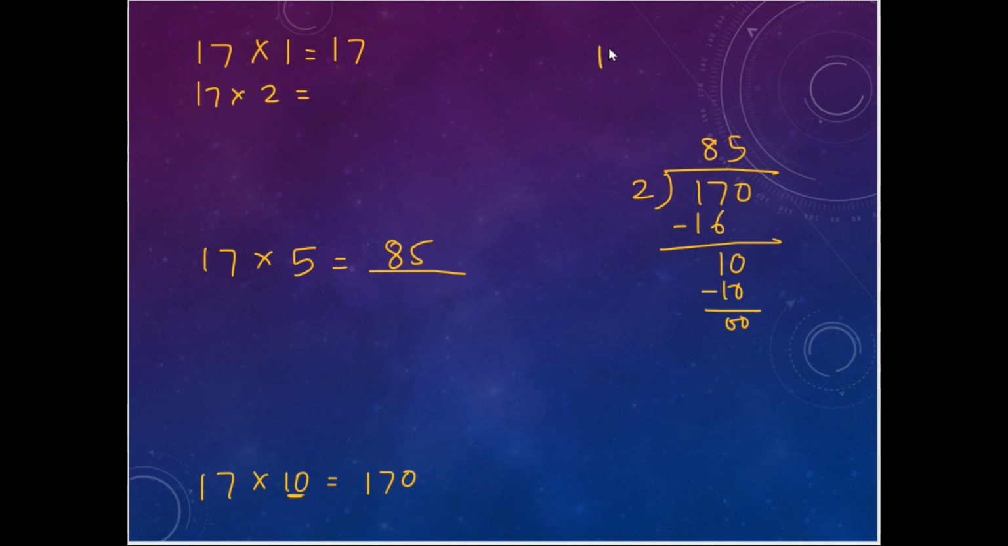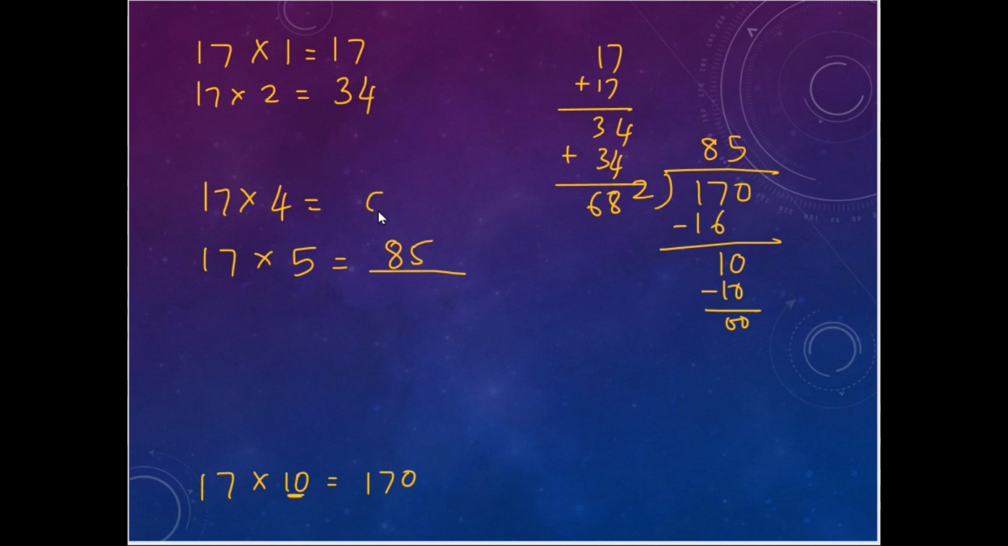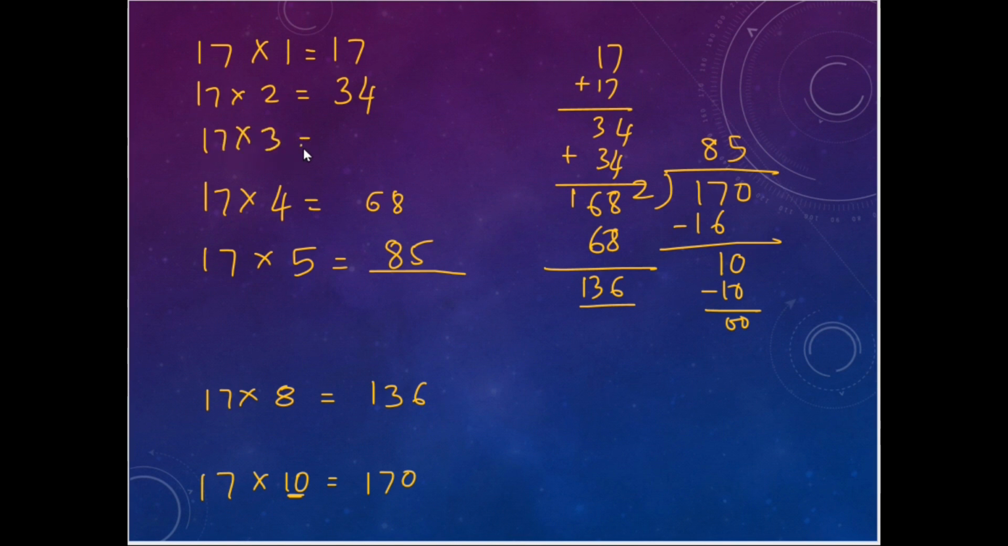17 2s are, we can just add 17 plus 17, which is 34. So we'll write 34 here. So once we found 17 2s are, we can find 17 4s are. 34 plus 34, 68. So this is 68. Once we found 17 4s are, we can find 17 8s are. 68's double, 16, and 6 plus 6, 12 plus 1, 13. So 136.